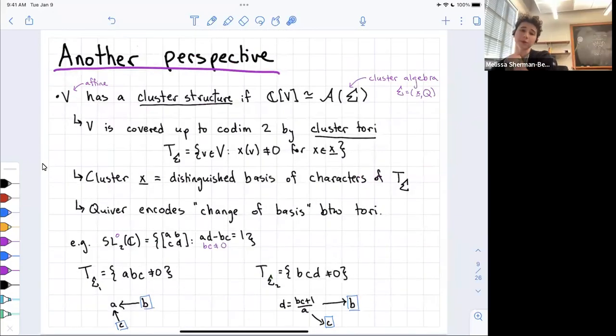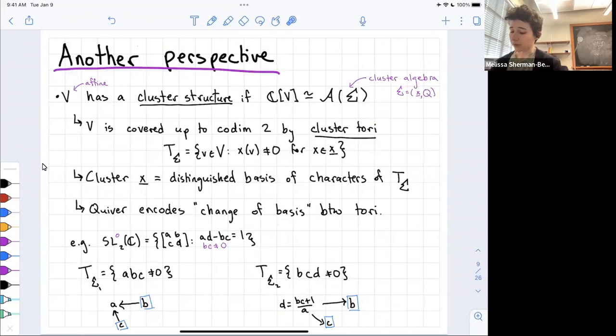Yeah, so if you're a geometer, maybe a more natural way to think about this. Okay, so as I said, some affine variety has a cluster structure if its coordinate ring is a cluster algebra. But maybe a more natural way to think about this, if you like geometry rather than algebra, is that each one of your clusters that you've produced by mutation is going to give you a torus, an open torus sitting inside of your variety.